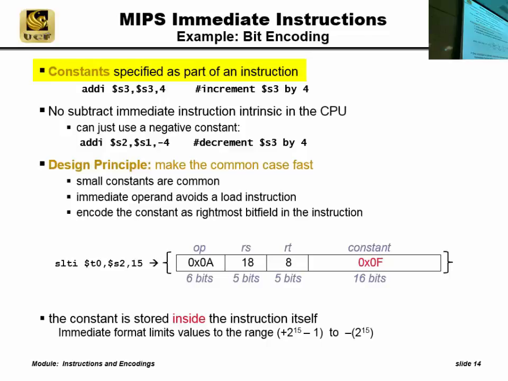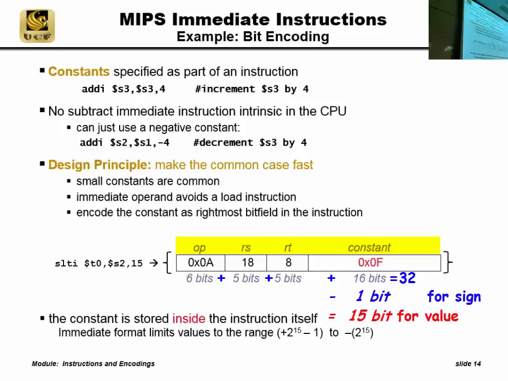So what does this encoding look like? It's immediate mode, so it's op, rs, rt, and constant. As I mentioned, this is 32 bits. So this is 6, 5, 5 is 16. That means there's 16 left over. It's a 16-bit constant we'd mentioned last time, stored inside the instruction. Here's the range, so it could be positive or negative. We need 1 bit for the sign. That leaves 15 bits for everything else, which is the value.